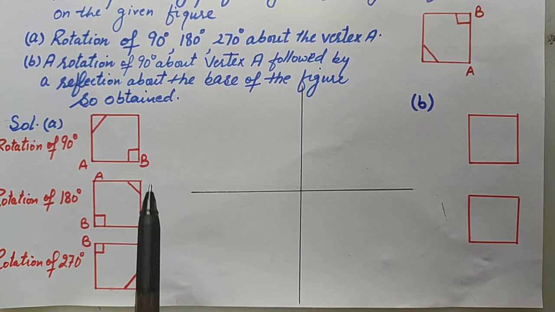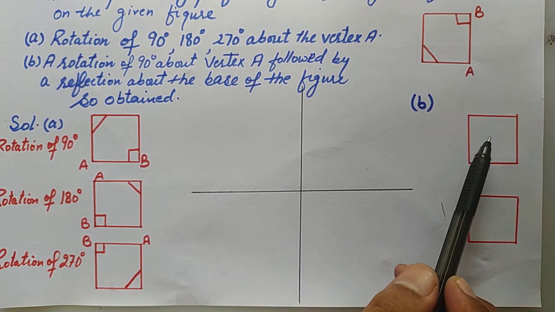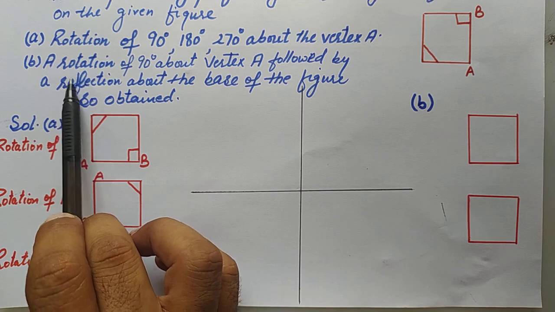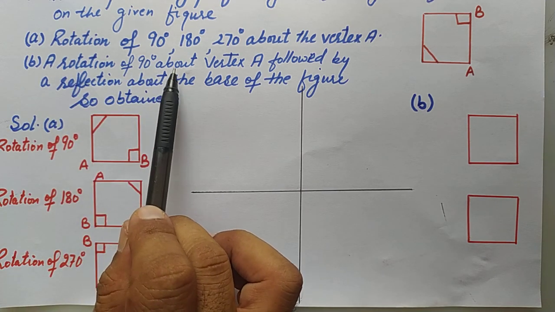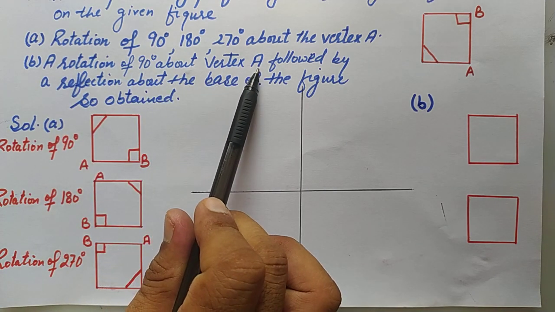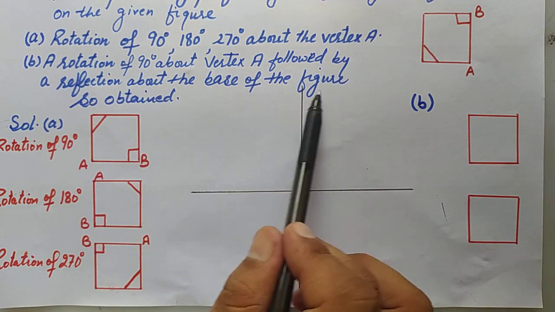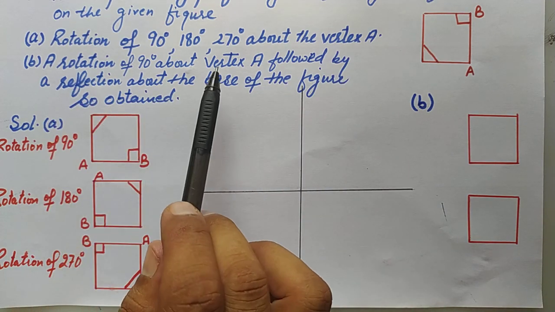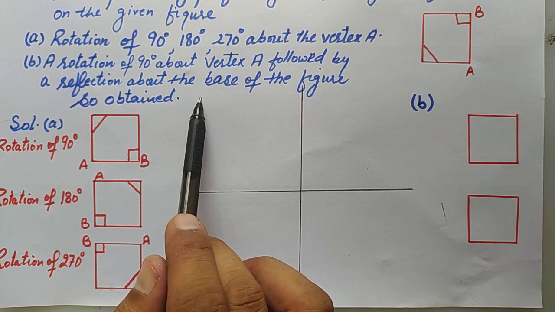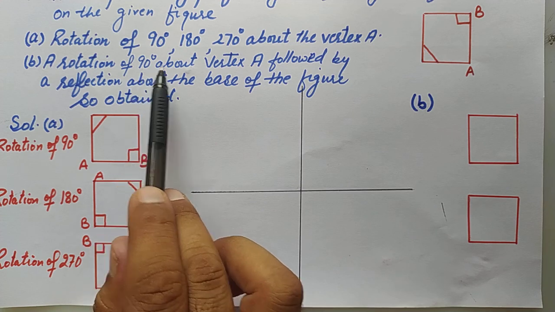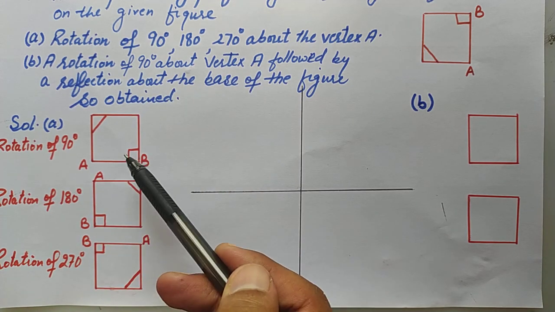In part B, we'll solve part B here. I have drawn these figures already. So let's see. A rotation of 90 degrees about vertex A followed by a reflection about the base of the figure so obtained. So in this figure we have to do two steps. First of all we have to rotate this figure by 90 degrees about vertex A. That we have done also here.